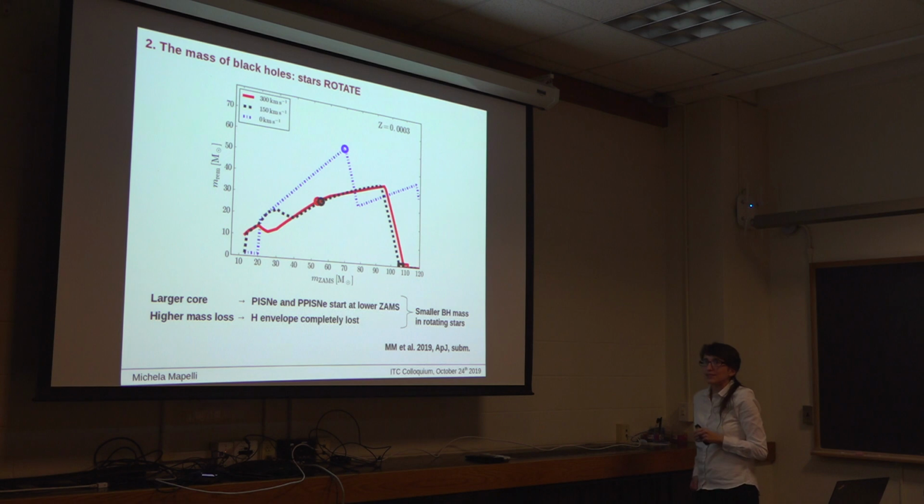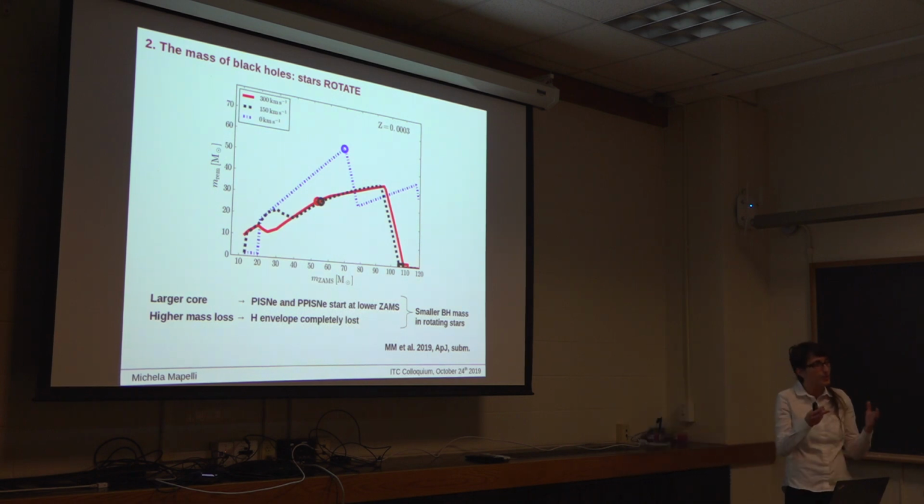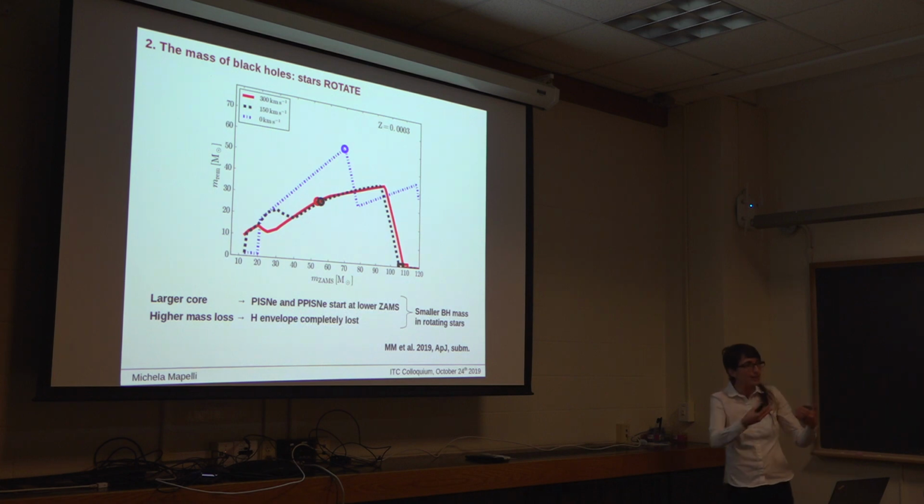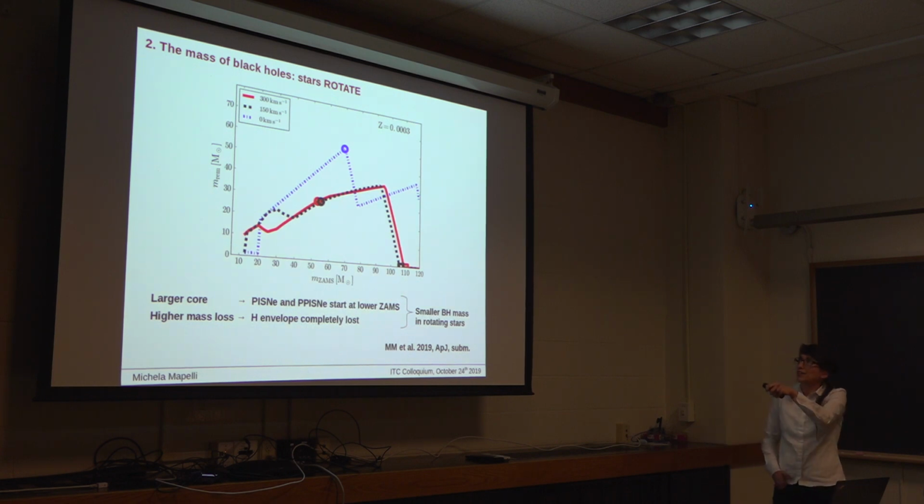And there are two effects that produce this. One is that rotation induces chemical mixing, and chemical mixing grows larger helium cores, and this means that the minimum ZAMS mass to enter pair-instability shifts to the left. So with the non-rotating model, the pair-instability starts about here, while with the rotating model it starts here.